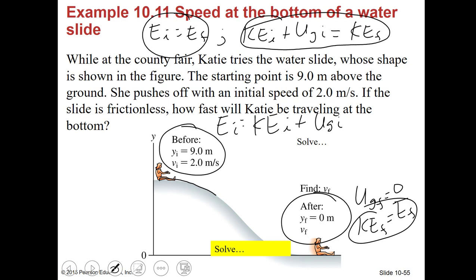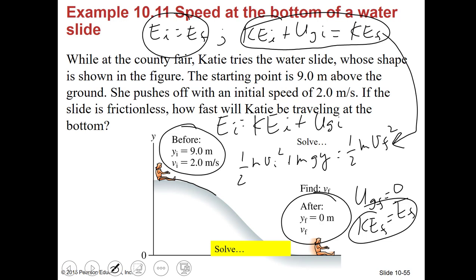Now I can actually put some numbers in. I'm running out of space, but I will do that right here. So the initial energy would be 1/2 m v initial squared plus m g y. Y is 9 meters. That's equal to the final energy, which is just kinetic, 1/2 m v final squared. Now if you notice, the mass was not given, just to have some faith with this, the mass was not given.